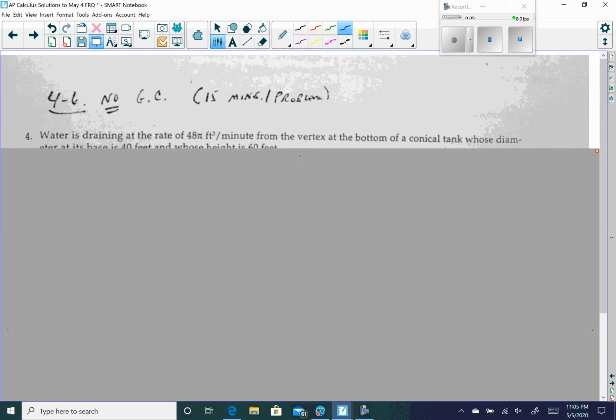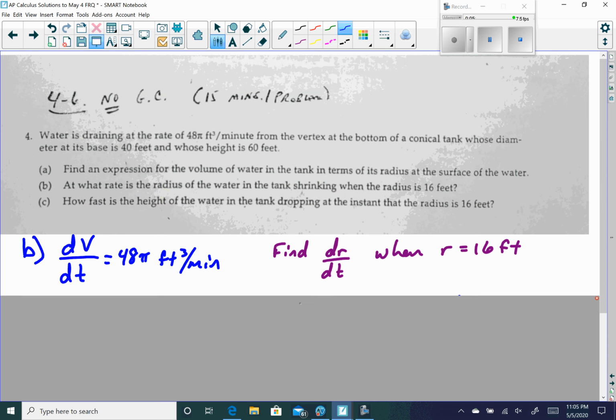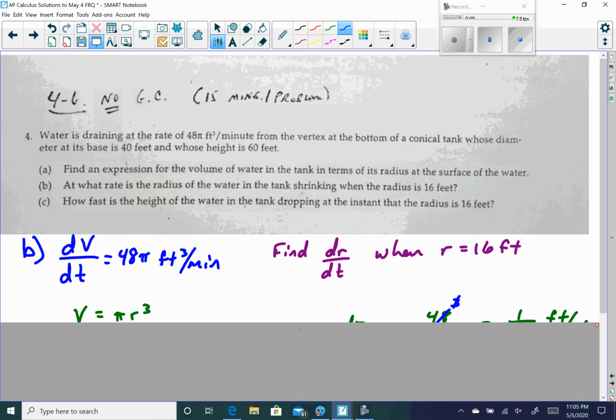But I do want to show you again that dV over dt was given in the first part of the problem, 48 pi cubic feet per minute. We want to find dr over dt when r is equal to 16 feet. So I'm going to go back to the answer we got in part A.